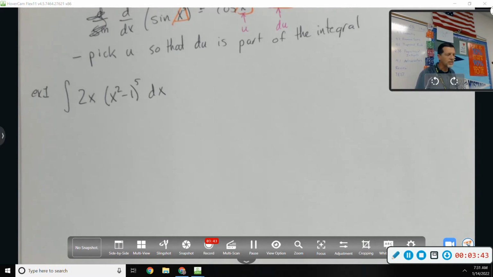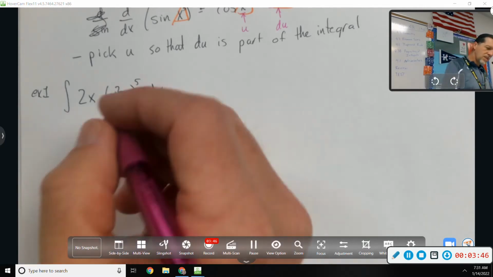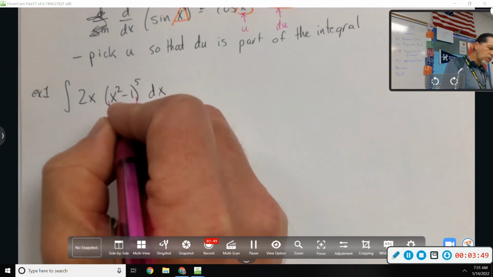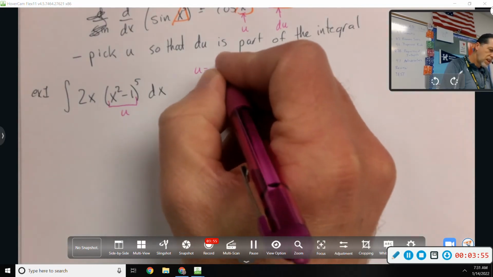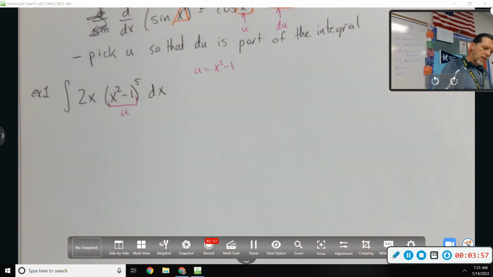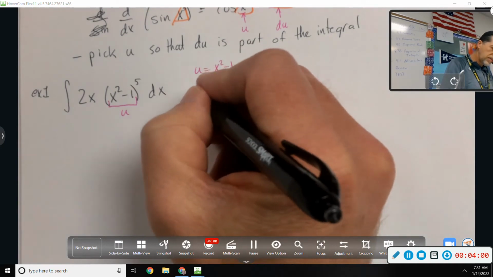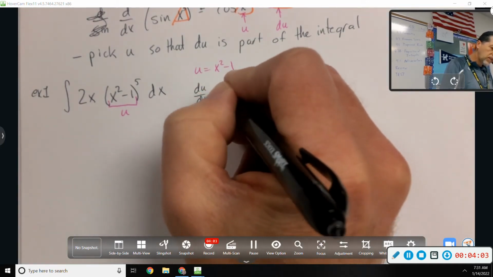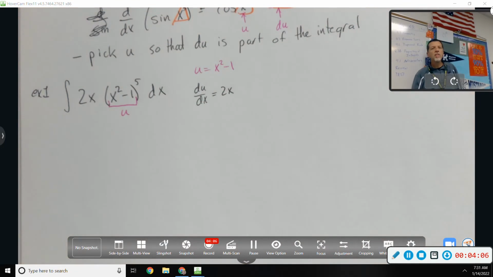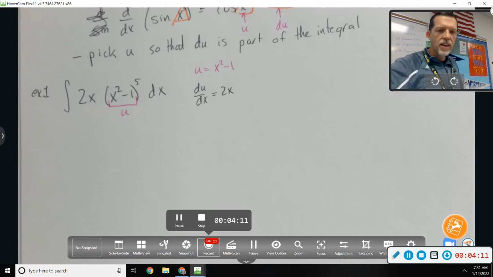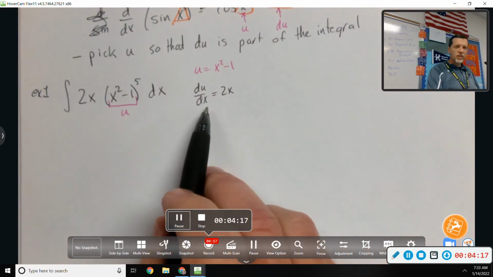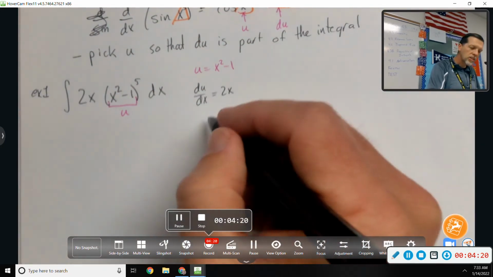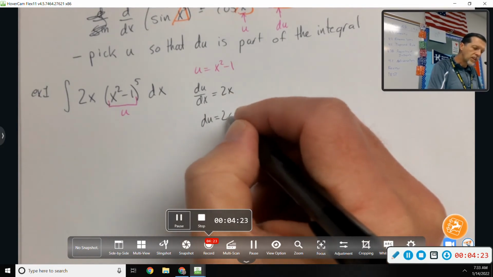The 2x, because what's it the derivative of? So if I let u be x squared minus 1, then du dx is 2x. And then this next step is a little bit strange because du dx is not a fraction, but we kind of treat it like a fraction. So we'll move the dx to the other side.